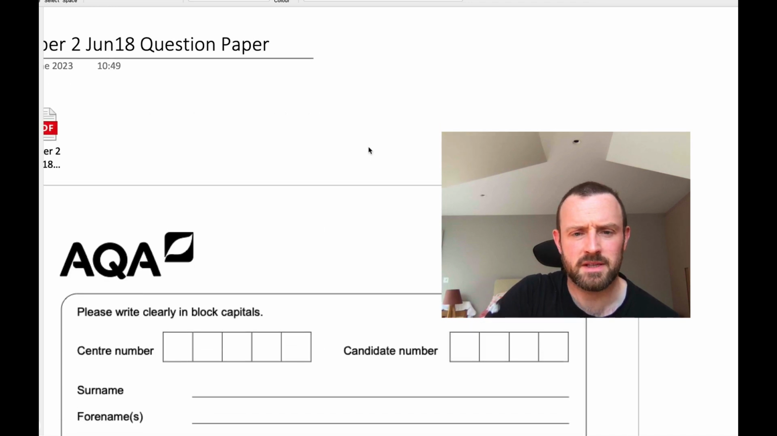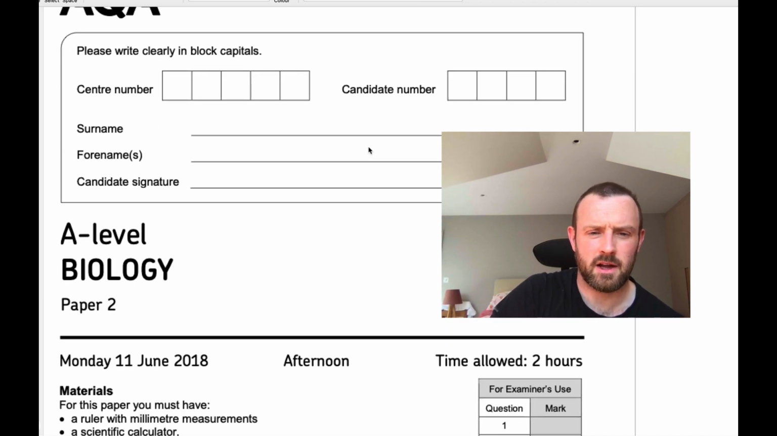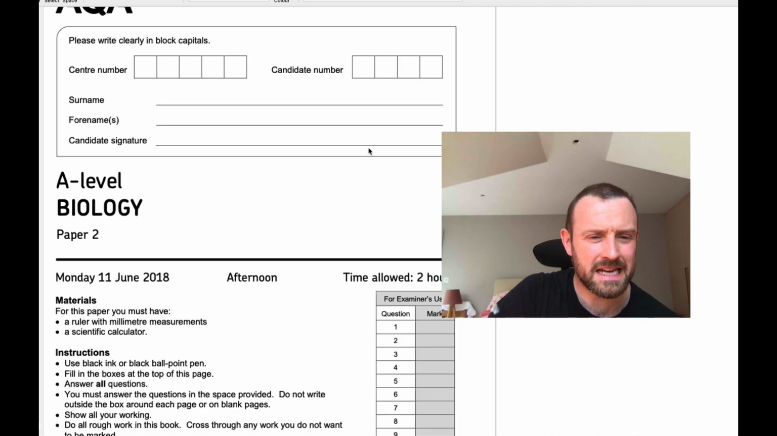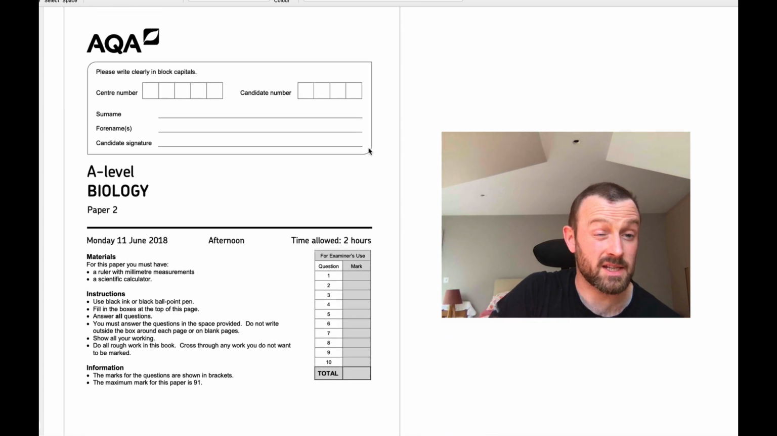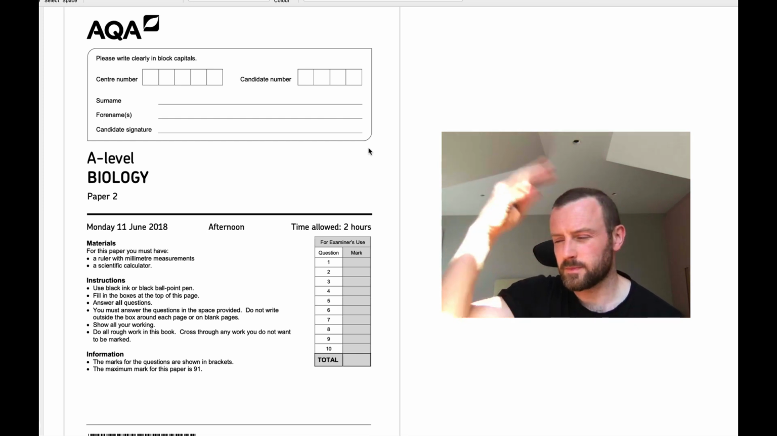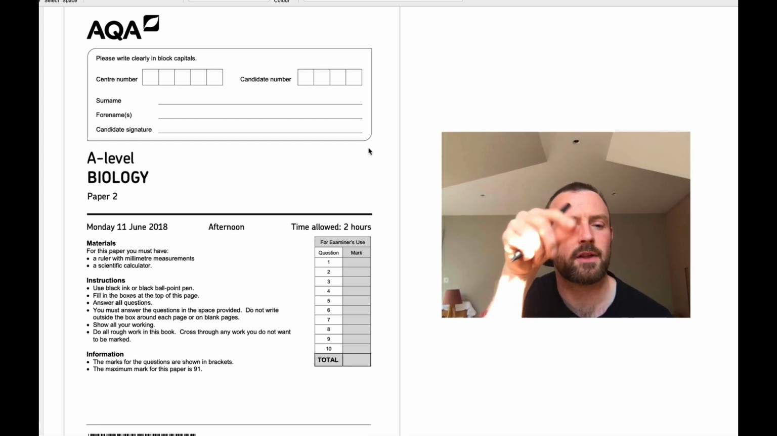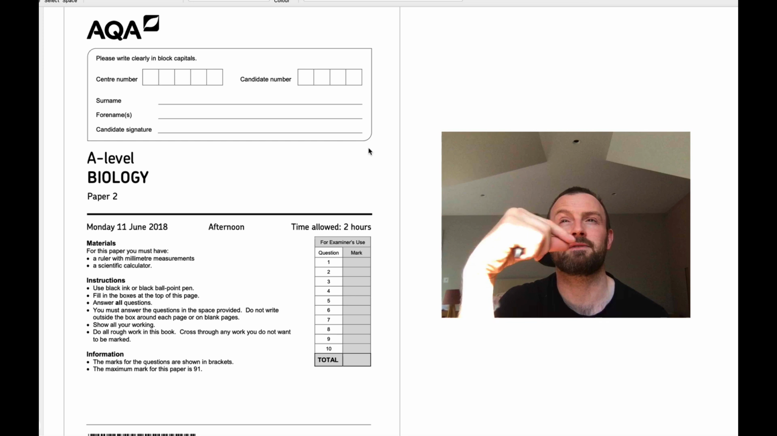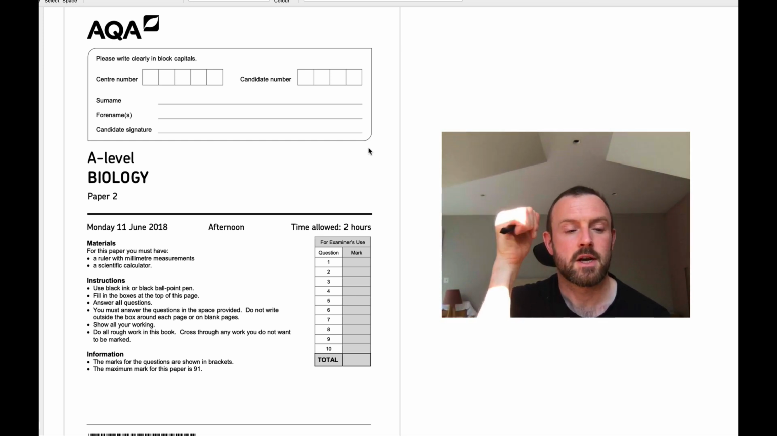I hope you find that useful. That was an interesting paper for me to do. I think I've learned a lot about the kind of phrasing that is required, because my default mode is thinking about other specs. But I think it is really important that you learn the specific phrasing that you need for each question.